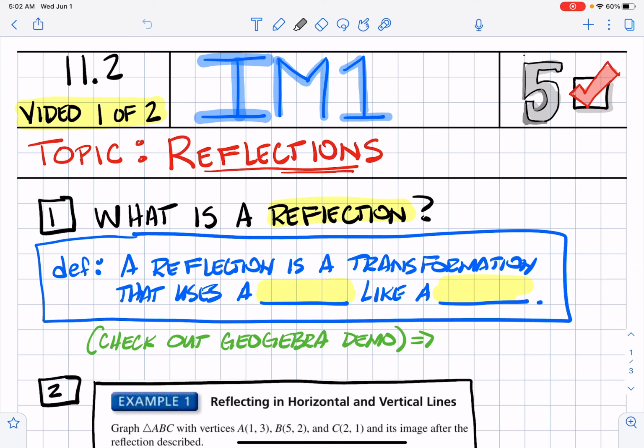Welcome to IM1 11.2, video 1 of 2. The idea here is all about reflections, and we've got 5 boxes to talk about. So let's dive right in.